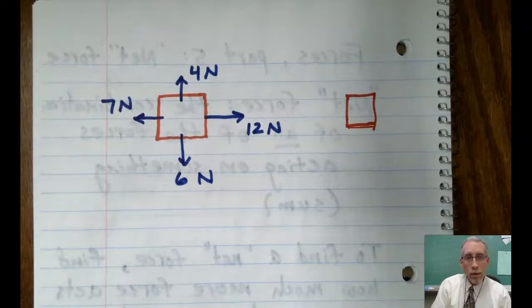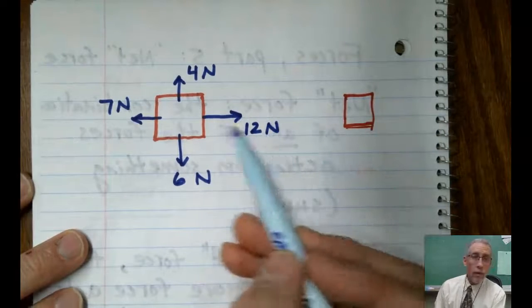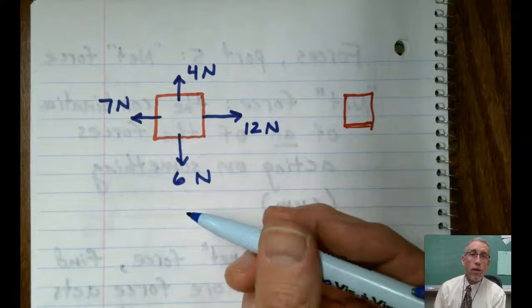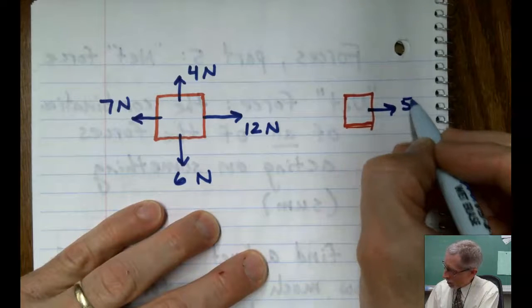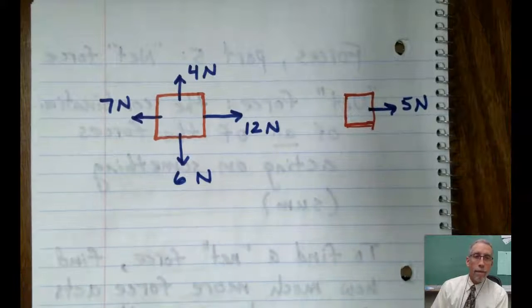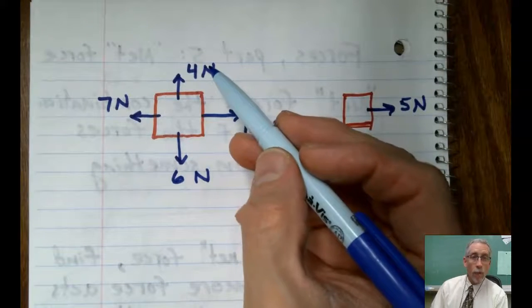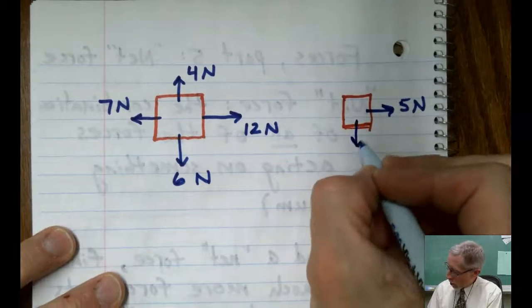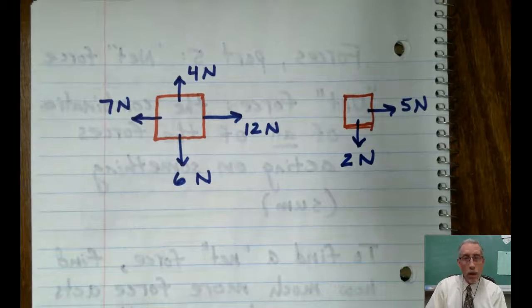All right, spoiler alert. So let's look at the horizontals. You see how we got 12 to the right, but only 7 to the left? That means we have 5 more newtons to the right than to the left. So we would draw a single force of 5 newtons that way. And we have 2 newtons vertically, 6 down and 4 up, which means we have 2 more down than up. So we would separately draw a 2 newton net force downward.